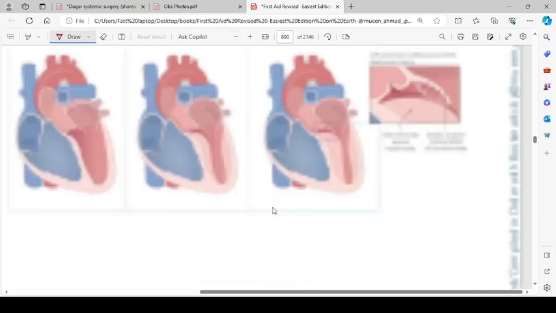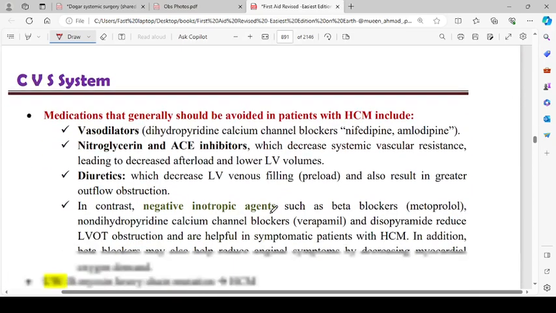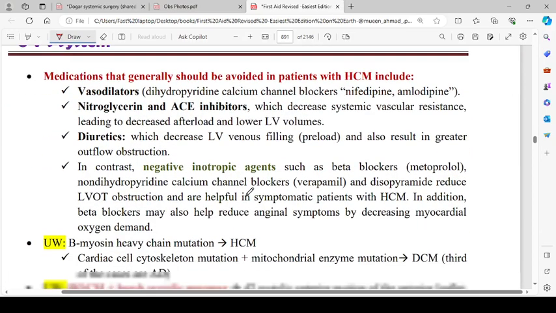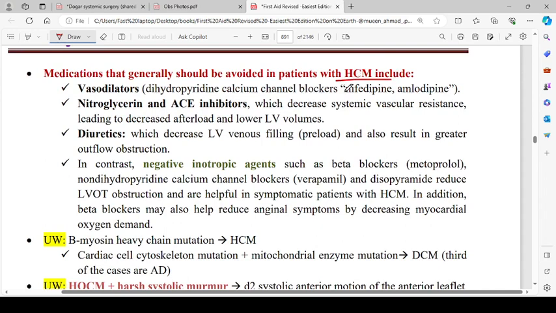Moving forward, medications that generally should be avoided in a patient with hypertrophic cardiomyopathy. So these include vasodilators, like the dihydropyridine calcium channel blockers, nifedipine and amlodipine. We can give non-dihydropyridines. They are good for us because non-dihydropyridines will act on the heart itself, right? They will decrease the heart rate and thus the left ventricular end diastolic volume will be increased. But the dihydropyridines should be avoided. Do not give dihydropyridines in hypertrophic cardiomyopathy.